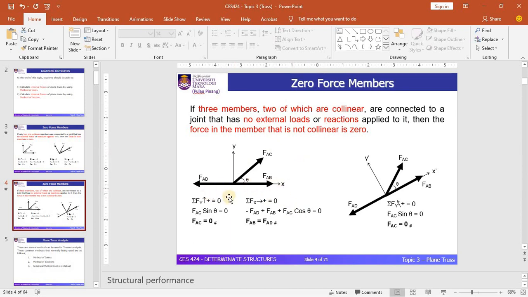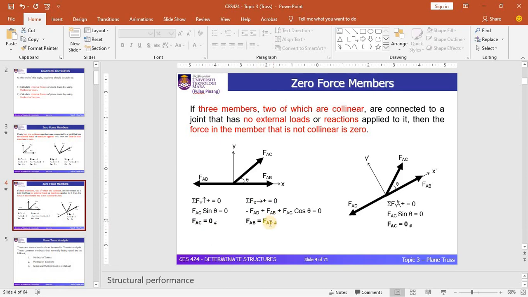You can see that there are three members here, which are AD, AC, and AB. AD and AB are collinear members, while AC is a non-collinear member. There is no external force and no reaction applied at this joint. So the non-collinear member, FAC, is equal to zero. You can further check by looking at the summation of forces in the vertical, where FAC is equal to zero. By considering the summation of forces in the horizontal, you can see that FAB and FAD are equal in value.